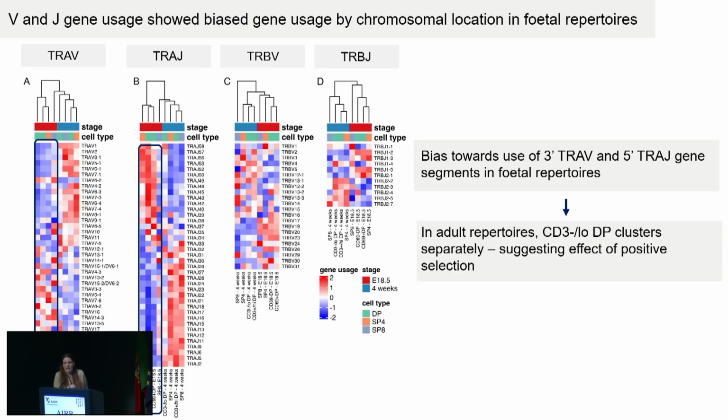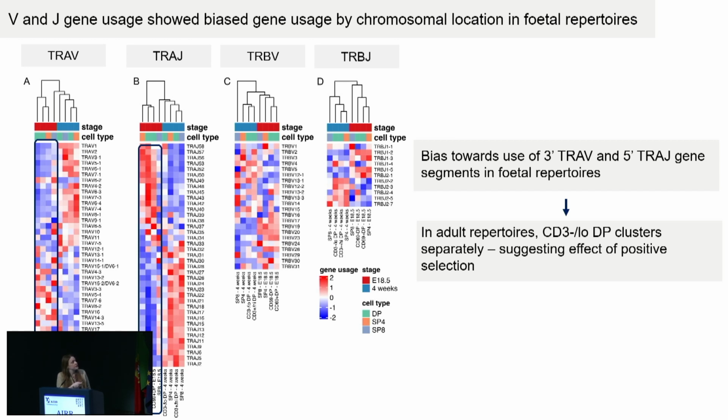And then we wanted to look at the variable and the joining gene usage and see if this varied in fetus versus young adult. Quite interestingly, when we look at heat maps of the proportional gene segment usage, so we have TRAV, TRAJ, TRBV, and TRBJ, as you can see in all of the heat maps, they cluster by stage predominantly. So the fetus clusters on its own in comparison to the young adult. They are really using different V and J in comparison to one another.